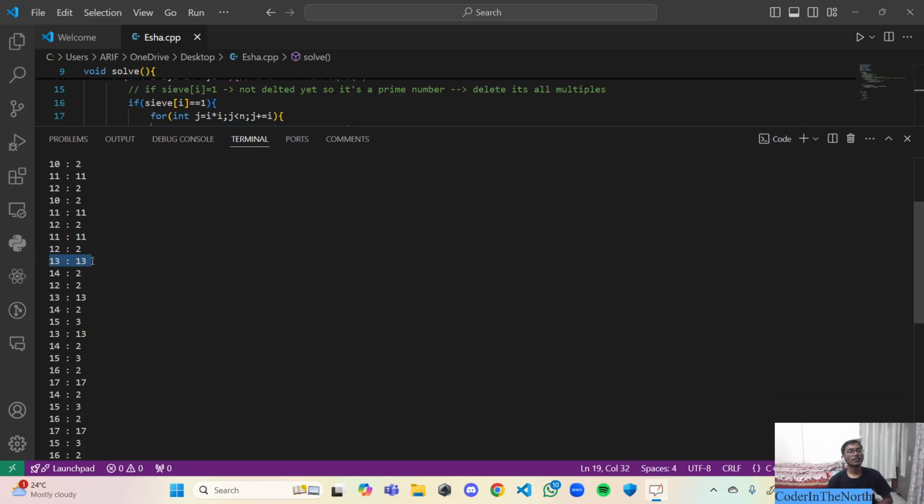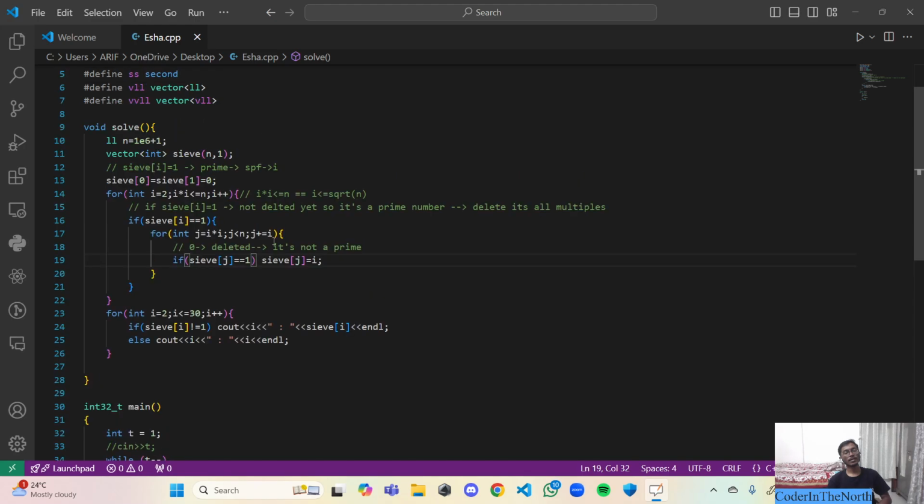So for 13, it's 13. For 15, it's 3, not 5. It skipped for 5. Actually, it already skipped for 5 because we are starting from 25. For 25, it will be 5. See, for 27, it's 3. 29 is a prime, it's 29. So this code works.